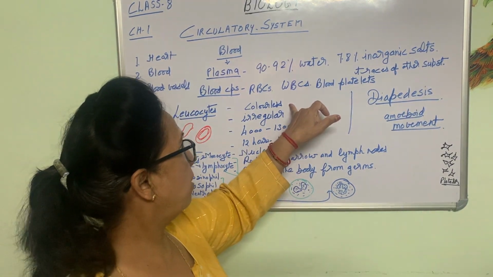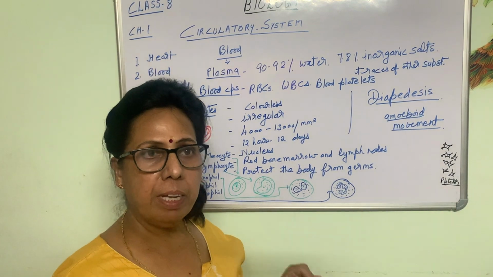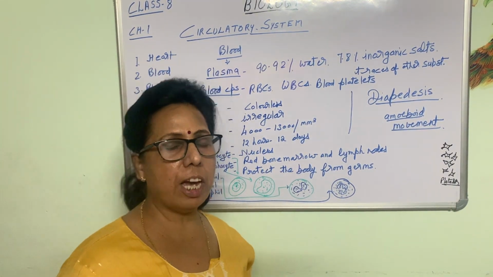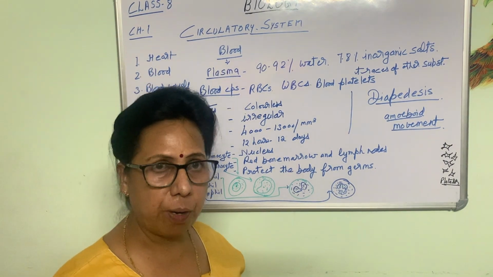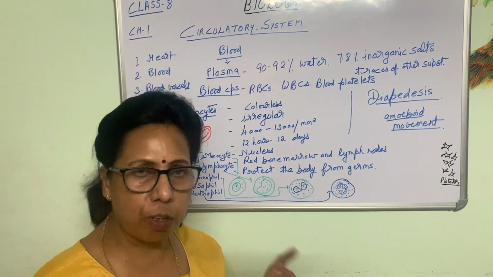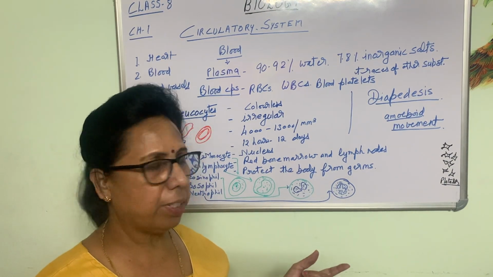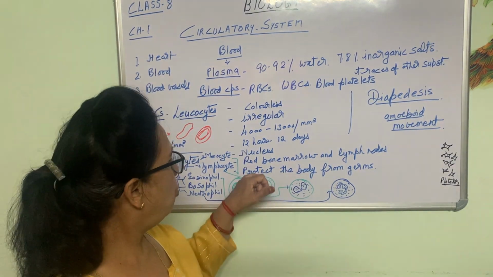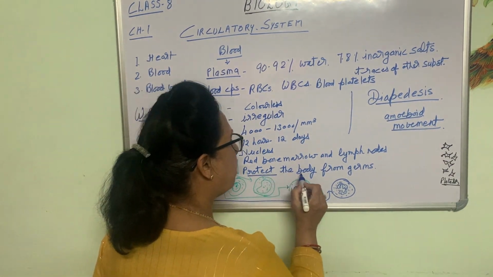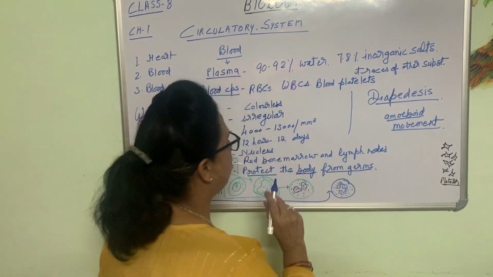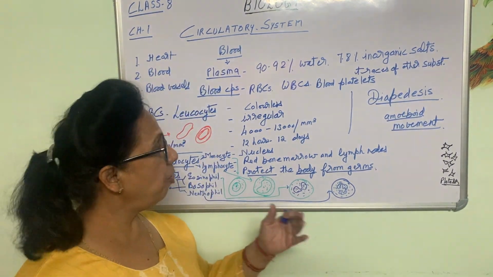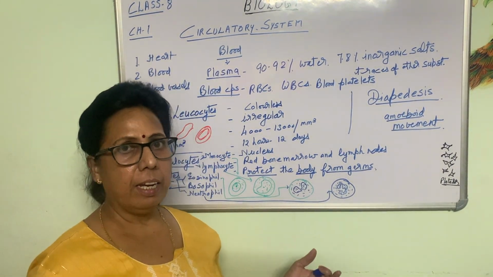As they are colorless, they are irregular in shape; their shape is not regular because it keeps changing according to the function they have to perform. As RBCs have the main function to transport oxygen and carbon dioxide, here the main function is to protect the body from germs. Protection is the main function of the WBCs. They protect, meaning they increase the immunity power of the body.